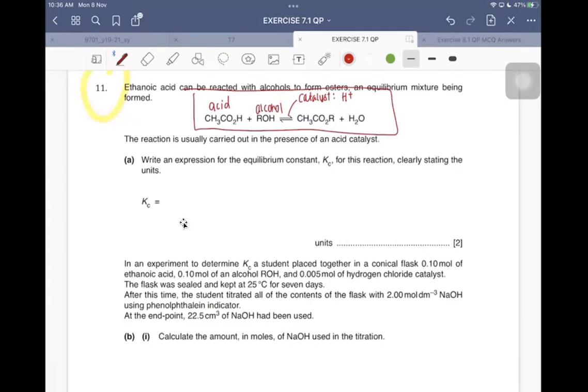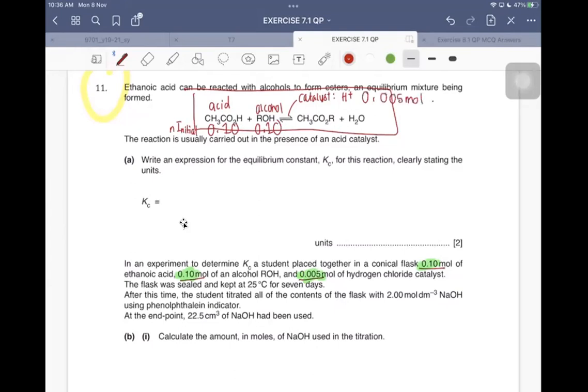In an experiment to determine Kc, a student placed together in a conical flask 0.1 mole of ethanoic acid, 0.1 mole of an alcohol, and 0.005 mole of hydrogen chloride catalyst. The flask was sealed and kept at 25 degrees Celsius. So you need to understand that these values are all initial, initial number of moles. So I'll just add that: 0.10 for acid, 0.10 for alcohol, and for the catalyst 0.005 mole.